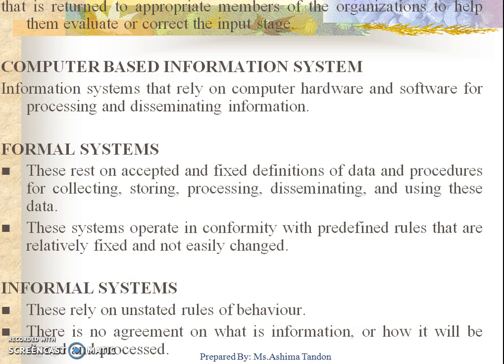On the other hand, informal systems are systems which rely on unstated rules of behavior. That means there is no agreement, there are no rules and regulations. We do not know what the information is or how it will be stored and processed. Therefore, these systems totally rely on unstated rules of behavior. Unlike the formal systems, these do not have any fixed definitions of data and procedures.